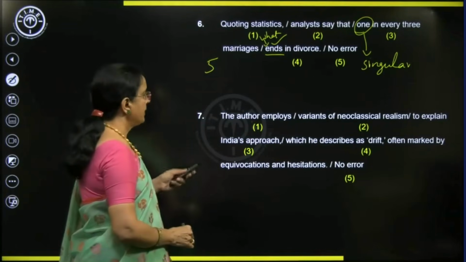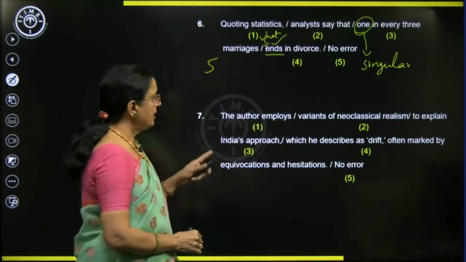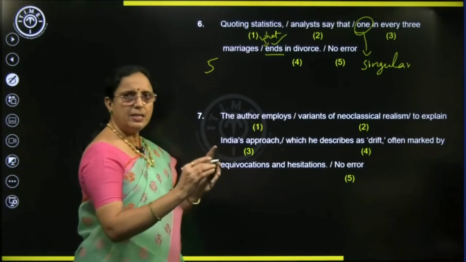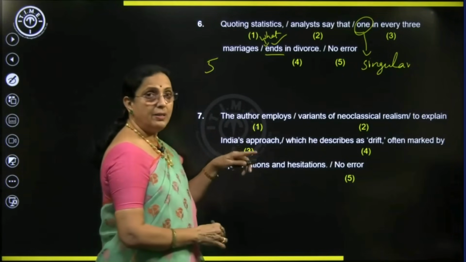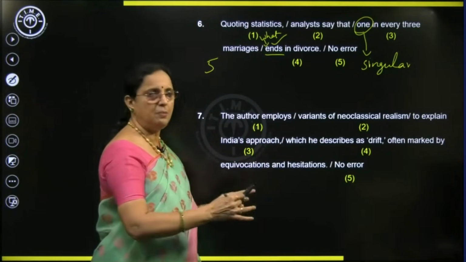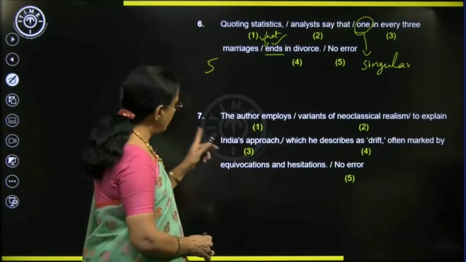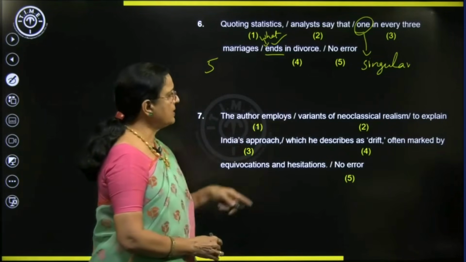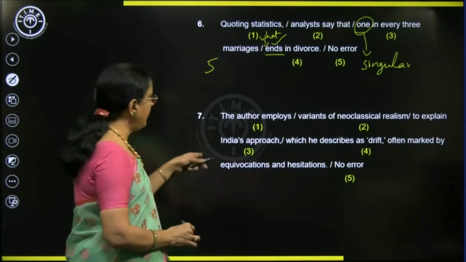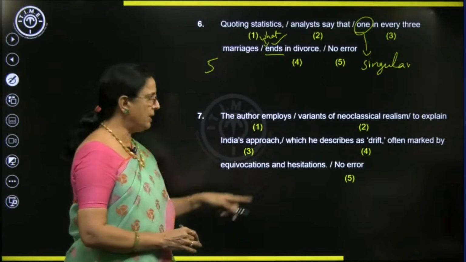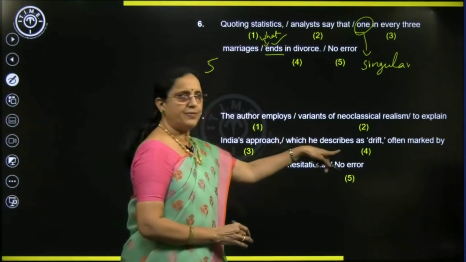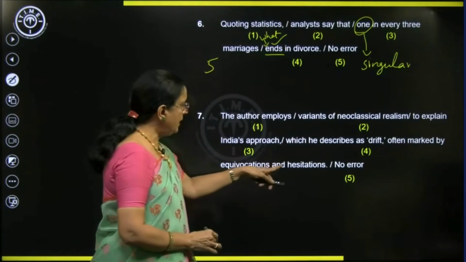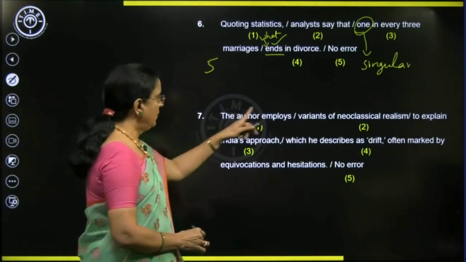Okay. Next one. The other employs uses variants of neoclassical realism. Variants, different varieties of that same type. Different types in the same topic, in the same subject. So, other employs, correct, verb is correct. Variants of neoclassical realism, correct, to explain India's approach, correct, which he describes as drift, correct, often marked by equivocations and hesitations. All right, no correction anywhere.